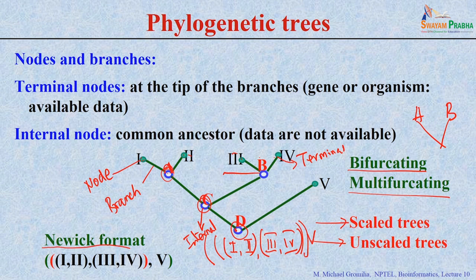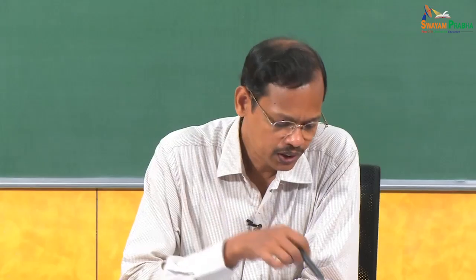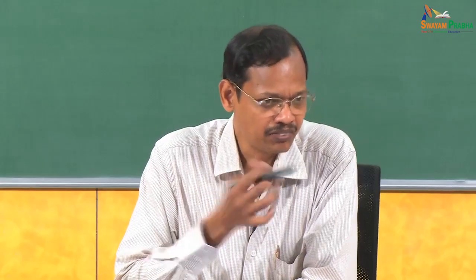So, go to the internal brackets, then you can construct a tree. For example, 1 and 2 are connected, 3 and 4 are connected. And these two are connected with each other, and 5 is connected with everyone. So, this is a format in which you can represent trees using these parentheses. Okay, this format is called the Newick format, right.